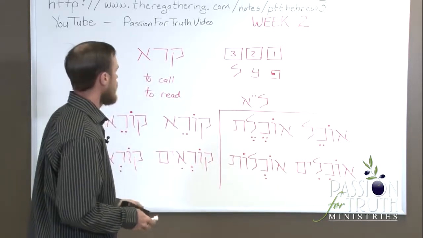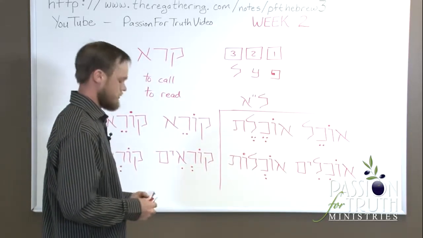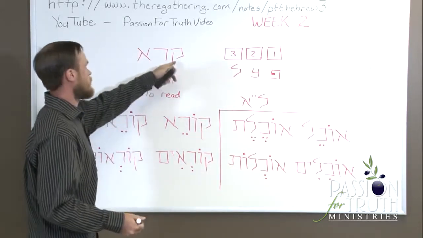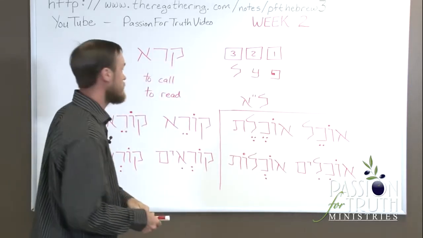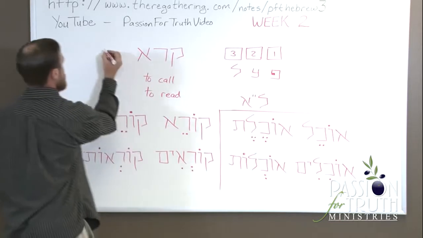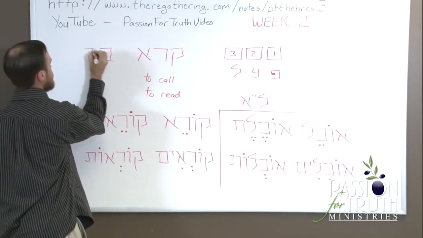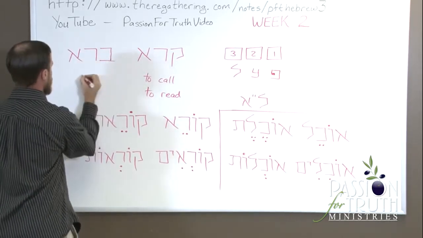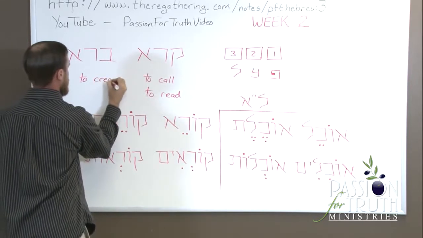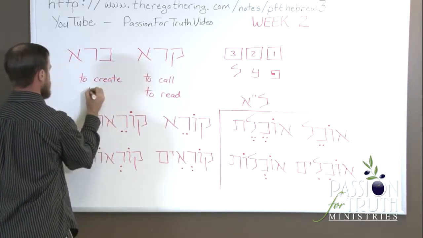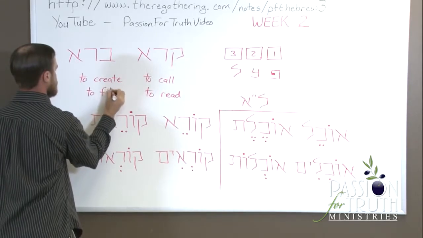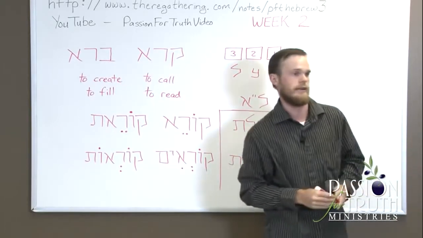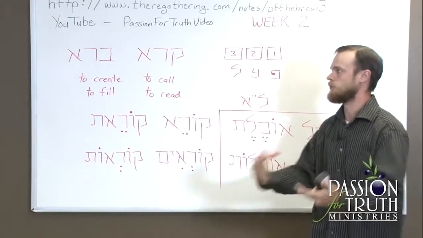So, I introduced two lamed aleph roots. One is kuf resh aleph, which means to call or to read. The other is beit resh aleph, which means to create. And sometimes it is used in the sense of to fill. Or many would argue that to fill is actually the original sense, and that to create is kind of the idea of filling something that's empty.